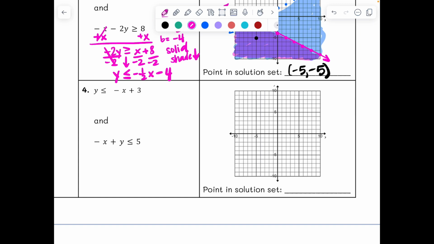Last example, y is less than or equal to negative x plus 3. So my slope is negative 1 over 1. Y-intercept is 3. This will be a solid line, and we're shading below the line. So 3 is the y-intercept. Down 1, to the right 1, all the way across. And this is less than or equal to, so it is a solid line. And we'll shade down.